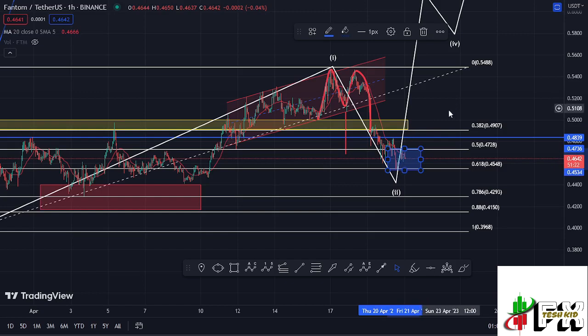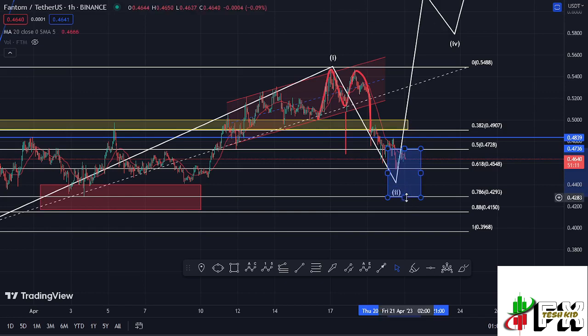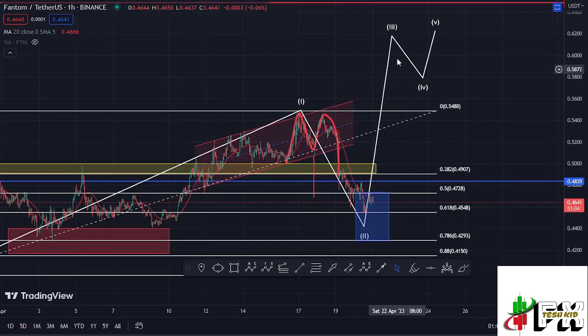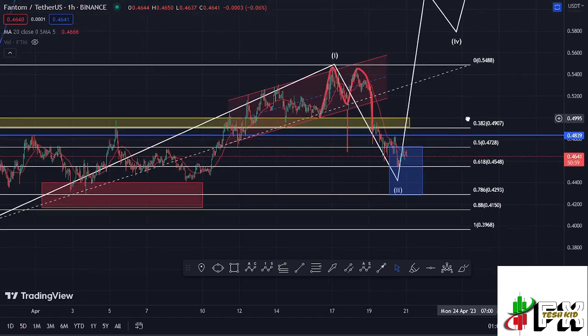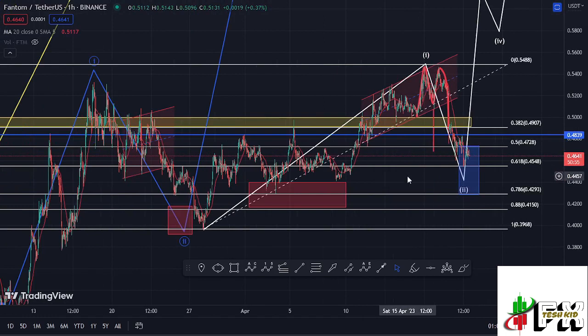But in case the breakdown continues here on the Fantom chart, and maybe at some point we lose the fib level 0.618, there are chances that we are going to fully maximize the fib level 0.78 at around the $0.4293 mark, then start another impulsive wave to the upside in the formation of this wave 3. And in case we lose our blue target area down here, then that will be suggesting an even more bearish scenario here on the Fantom chart.